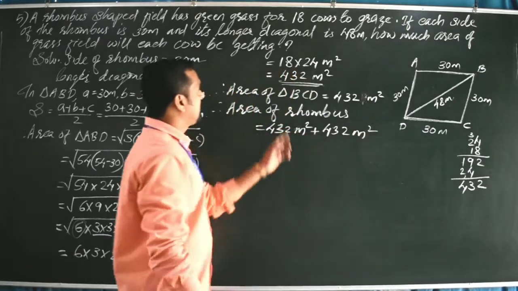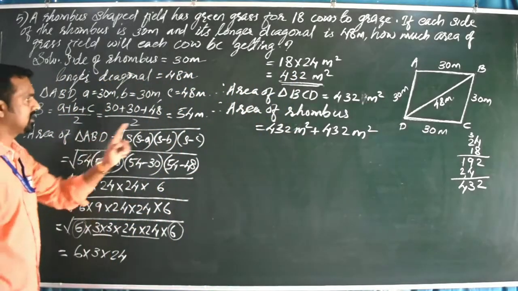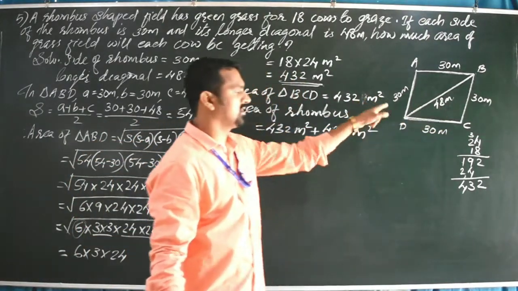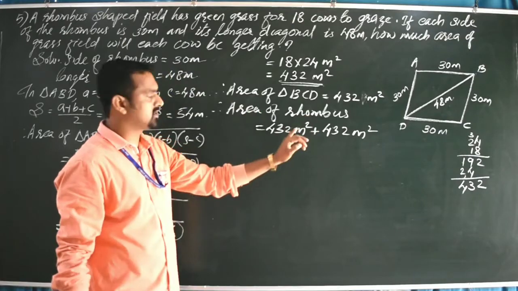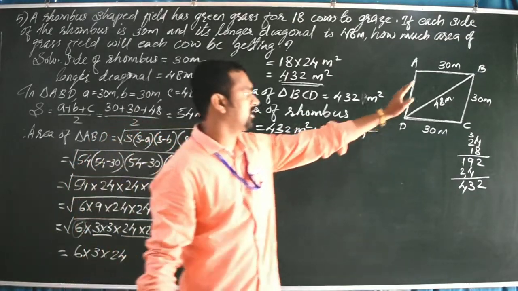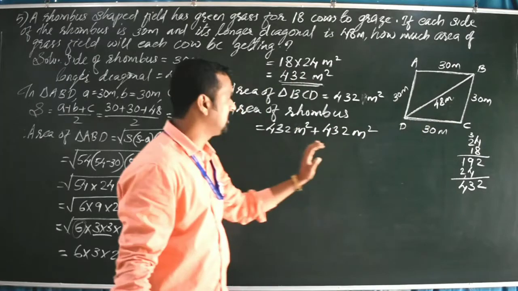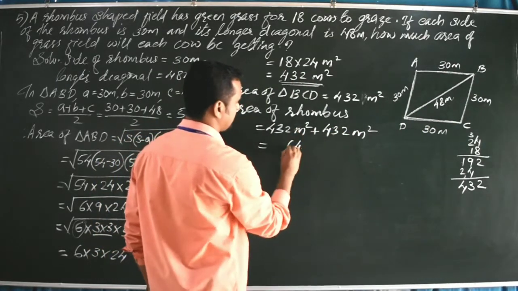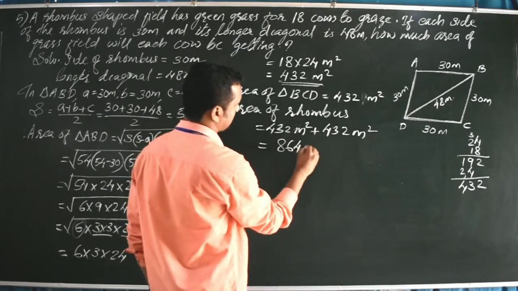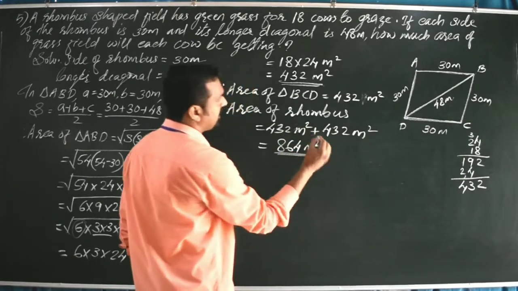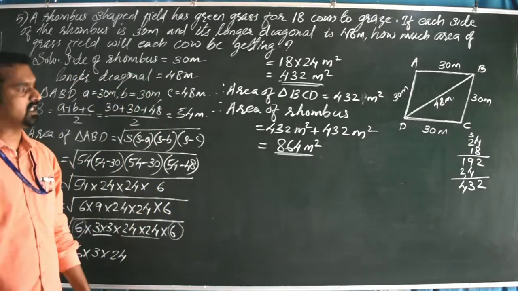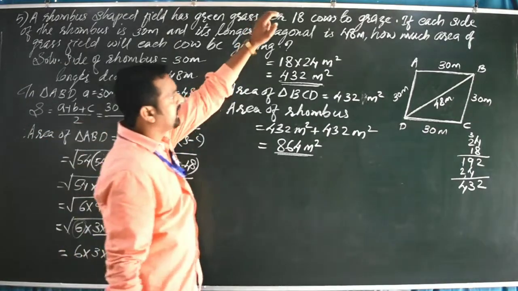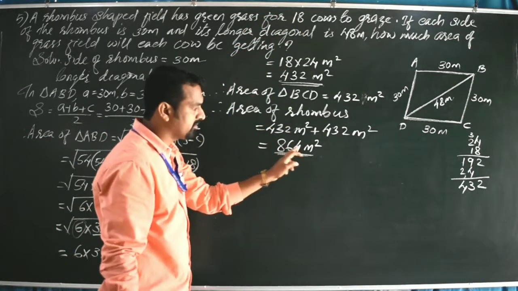Okay, that is area of triangle ABD is equal to 432 meters square. Therefore, area of triangle BCD also will be the same, 432 meters square. Therefore, area of rhombus is equal to 432 plus 432, area of triangle ABD plus area of triangle BCD. It will come 2 plus 2, 4, 3 plus 3, 6, 4 plus 4, 8, 864 meters square. That is the area of rhombus ABCD. So, for 18 cows, 864 meters square area is there.